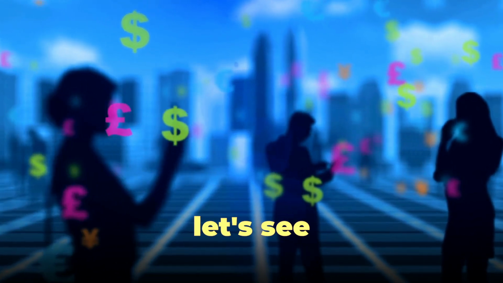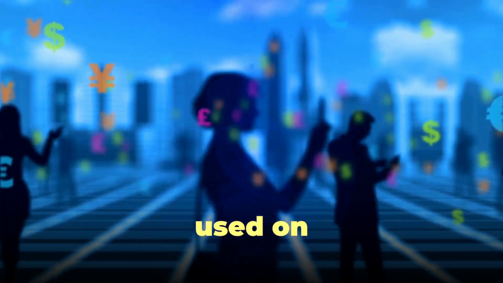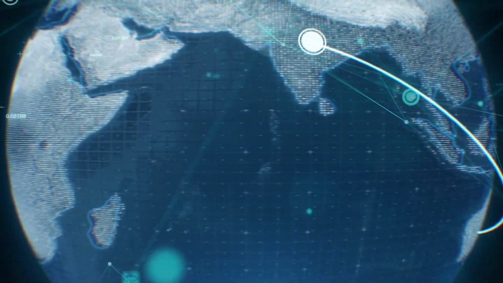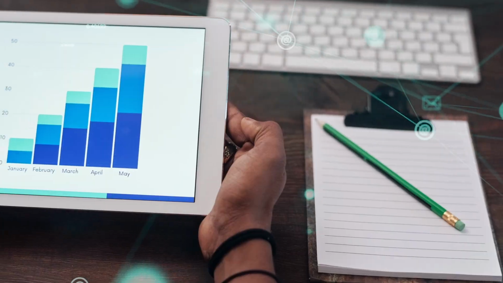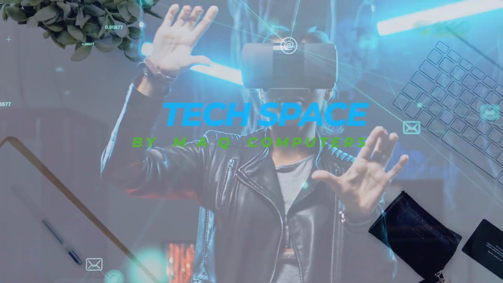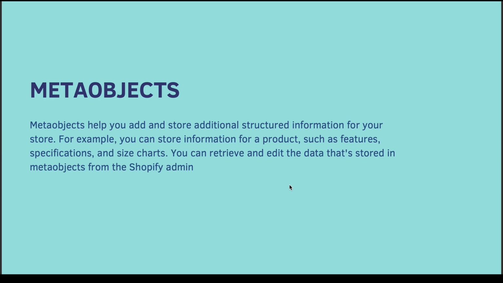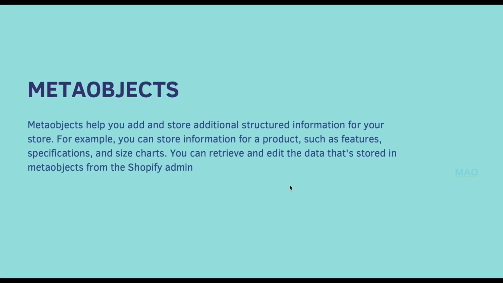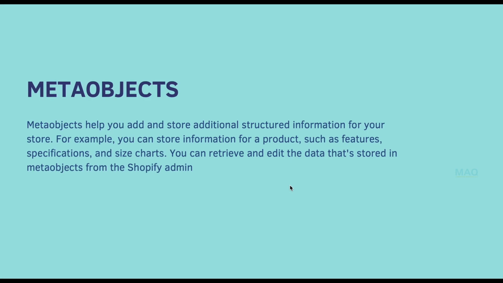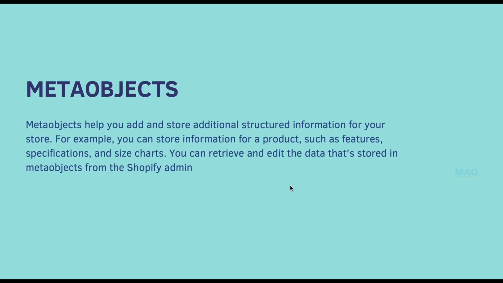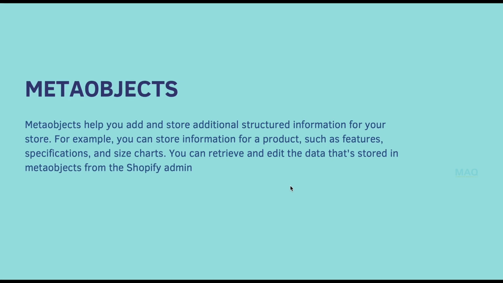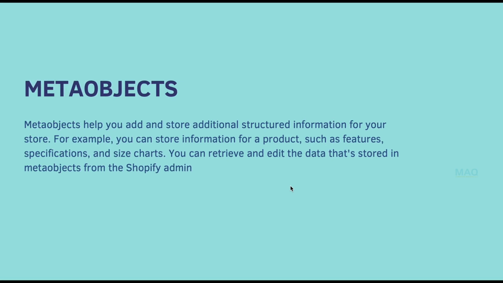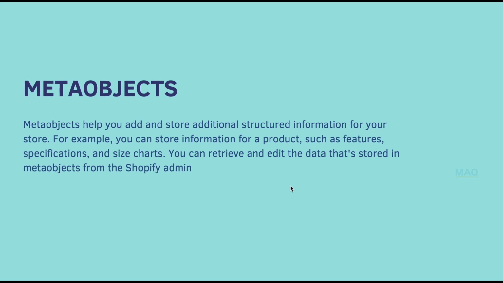In today's video, let's see how meta objects can be used on our Shopify's storefront. So basically, meta objects help us to add and store additional structured information for your store. For example, if you want to add some size chart or some specifications for a particular product, you can use meta objects for that, and once you add those data you can actually retrieve it and show it on the storefront, as well as edit it. We will go into more details about that.